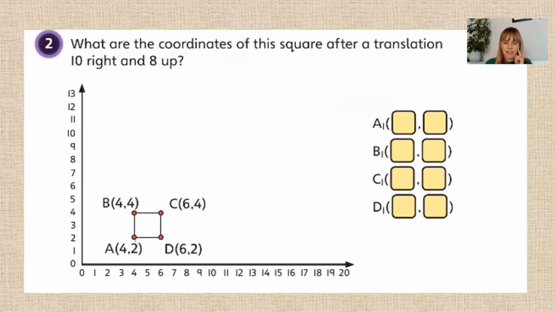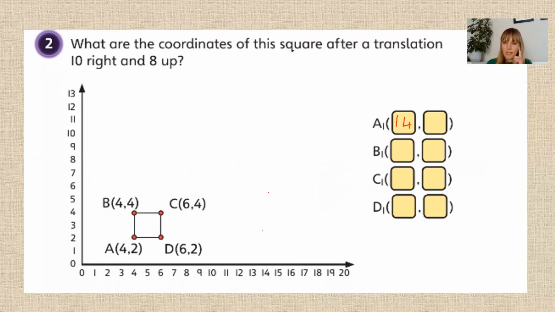So really, let's think, if it's going 10 right, I wonder if that's going to be 4 add 10, isn't it? So it's 1, 2, 3, 4, 5, 6, 7, 8, 9, 10. Yes, it is. Look, it's got to 14. So 10 right, that's our across value, and then it's gone 8 up.